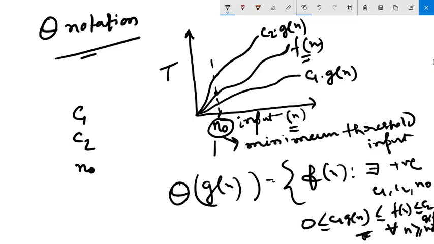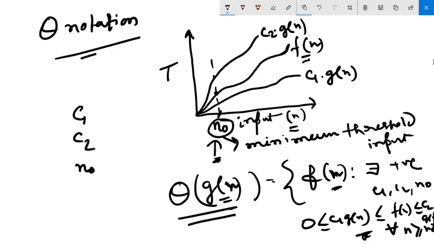Here also I need a minimum input, minimum input n0. If this is the case, then I can say that f is theta of gn. So theta is representing another function gn. Our function is fn, the algorithm function is fn, but it is represented in terms of theta gn. So this is the definition of theta notation.